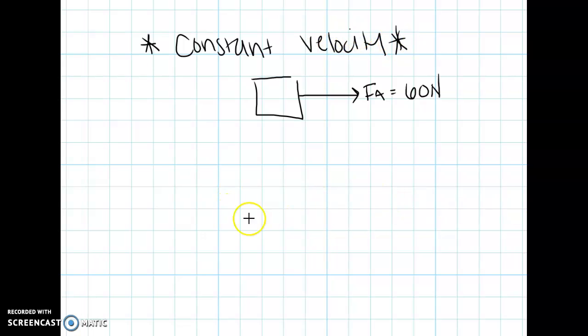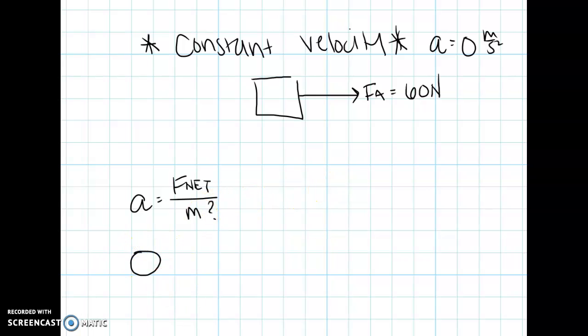So a constant velocity means that the acceleration is equal to 0, because if it's a constant velocity, there's no change in our velocity. So constant velocity, our acceleration is equal to 0 meters per second squared. So if our acceleration is equal to 0, what does the sum of the forces have to be? Well, again, if we were to use Newton's second law, a equals F net divided by the mass. Again, we're not really sure of the mass, but that's okay because we know our acceleration is equal to 0. So what does this have to be equal to? Well, F net also has to be equal to 0.